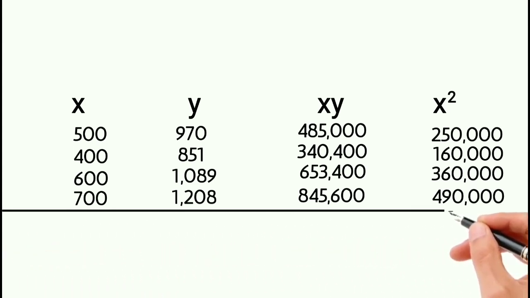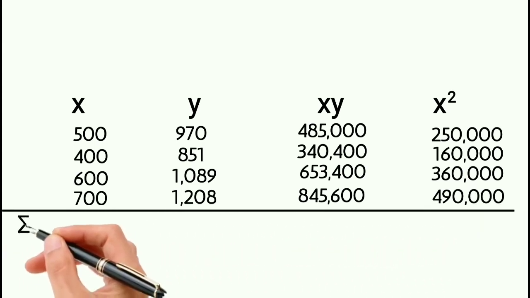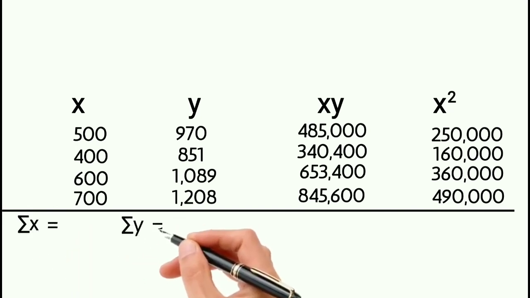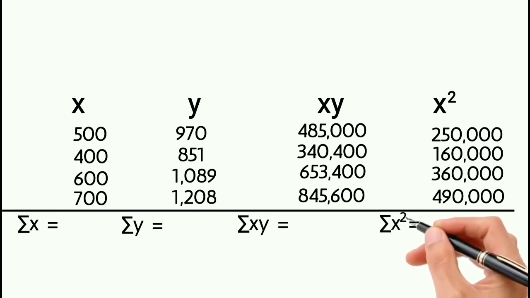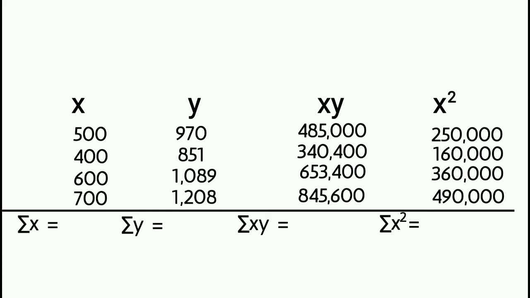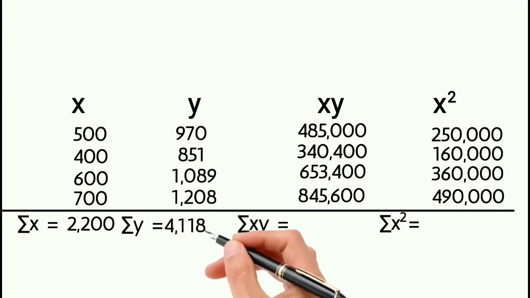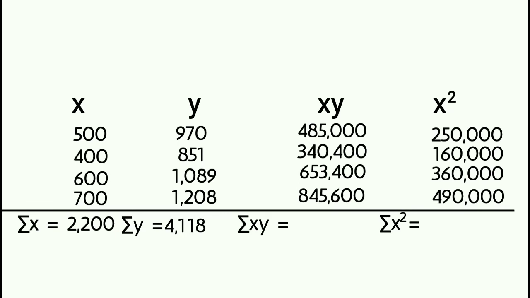After that, pwede na nating makompute yung summation of X, summation of Y, summation of XY, and summation of X raised to the power of 2. Ang summation of X ay 2,200. Paano na-compute? 500 plus 400 plus 600 plus 700. Next, summation of Y, 970 plus 851 plus 1,089 plus 1,208. The summation of Y is equal to 4,118.